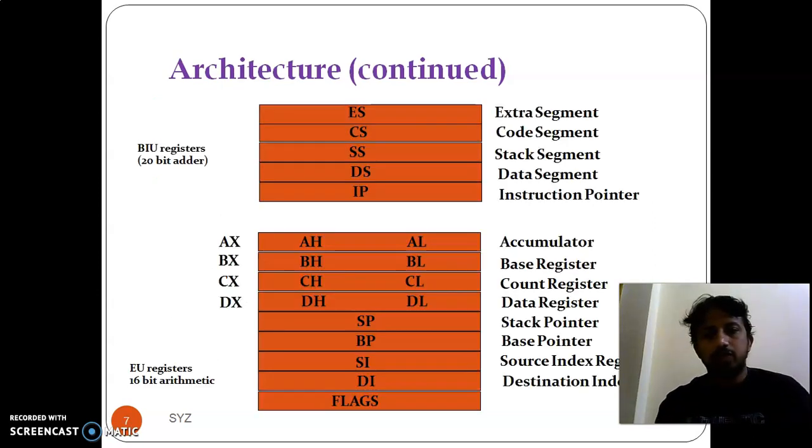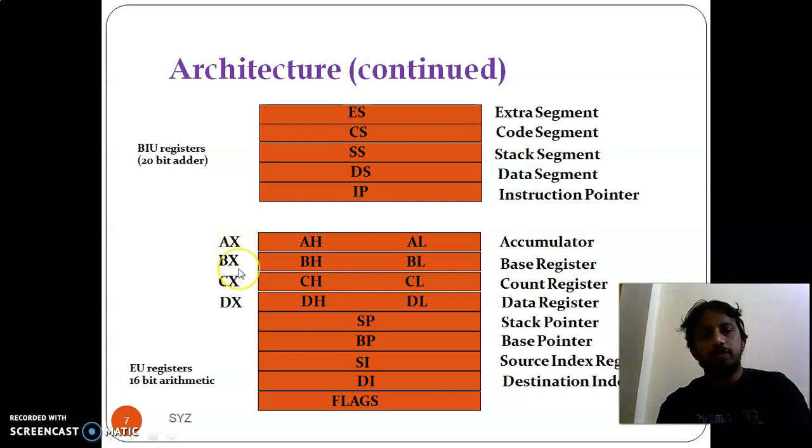So what is the use of these registers and what are their names? The bus interface unit has 5 registers: extra segment, code segment, stack segment, data segment and an instruction pointer. The execution unit has the remaining 9 registers: AX, BX, CX and DX. AX is called the accumulator. Most of the operations are taken care of by this AX register.